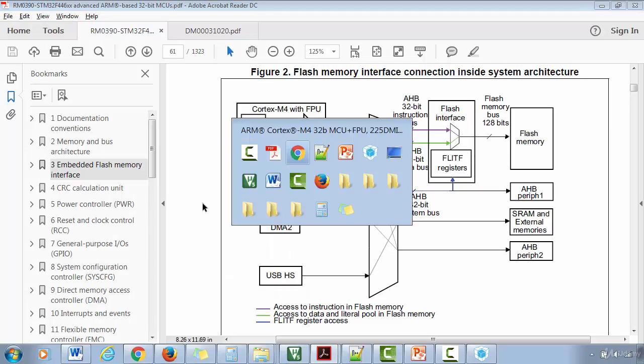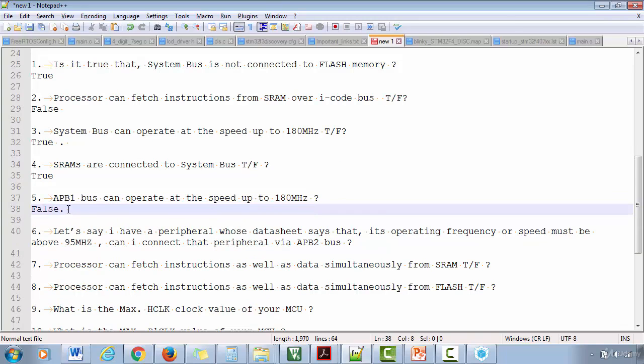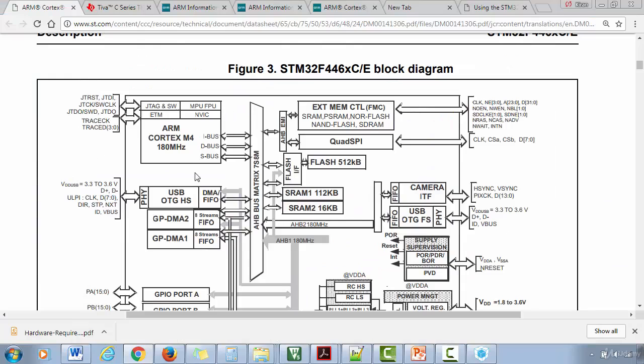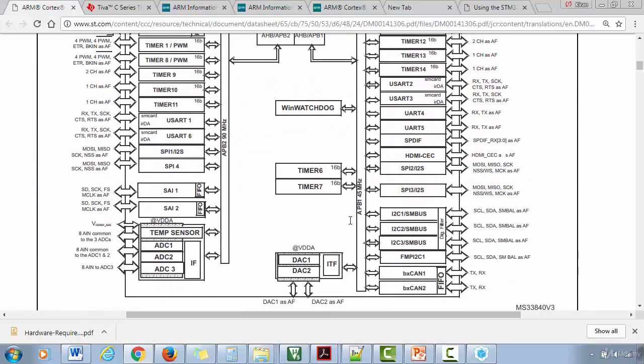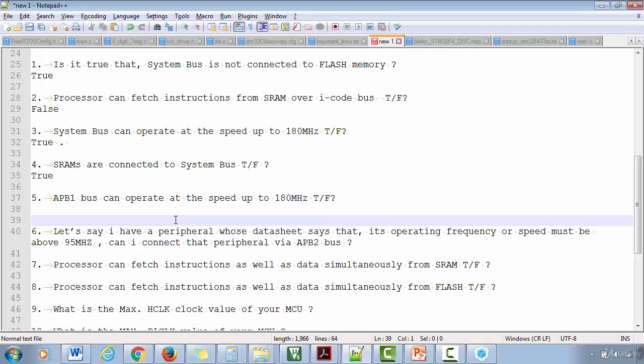Now the next question: the APB1 bus can operate at speeds up to 180 megahertz. What's your answer for this? Can the APB1 bus operate at 180 megahertz? That's not true, I think, because the APB1 bus, as mentioned here, can only run up to 45 megahertz. So this is false.